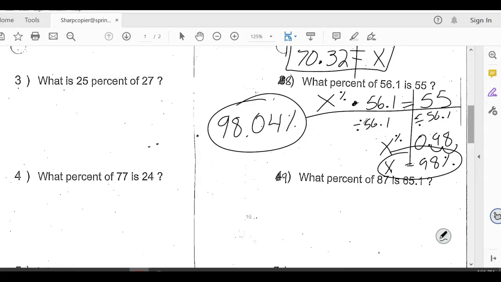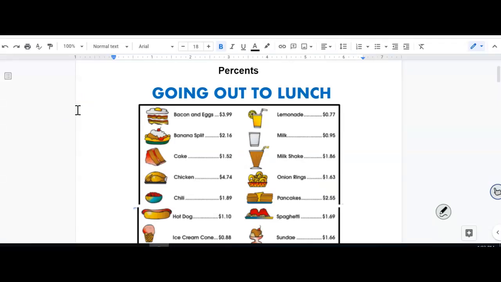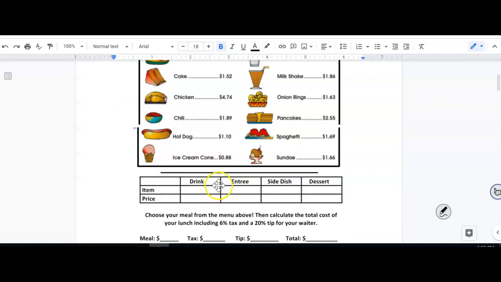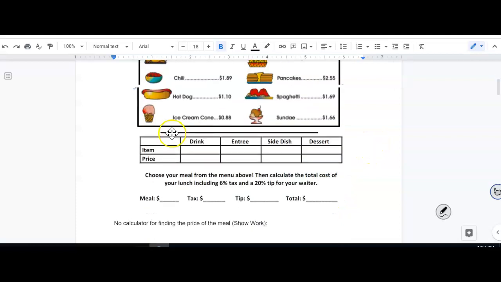All right, let's go ahead and get started. What you're going to do for this is choose a drink item. You're going to choose an entree, a side dish, and a dessert. You need to put what you purchased and the price for that. Make sure you're following this direction here.